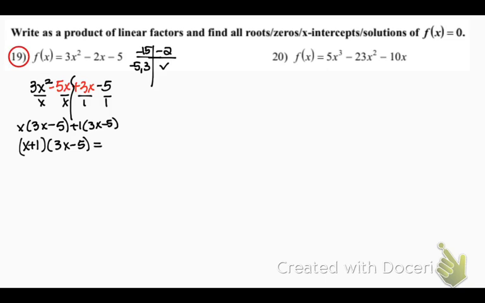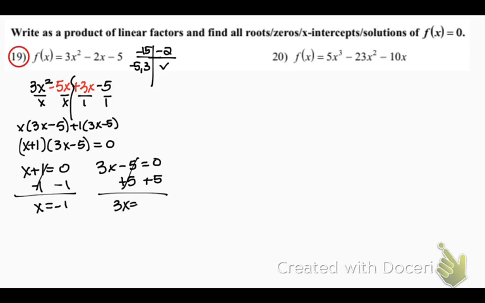But I can set this equal to 0. So what I can do is set each factor equal to 0 in order to find the roots, the zeros, the x-intercepts. So subtracting 1 from both sides gives me x equals negative 1. So that's one of my roots. I'm going to do that on the other side as well. For the other factor, I get 3x equals 5. Divide both sides by 3, and I get x equals 5/3. Now, that means I have x equals negative 1 and 5/3 as my roots, as my zeros, as my solutions.